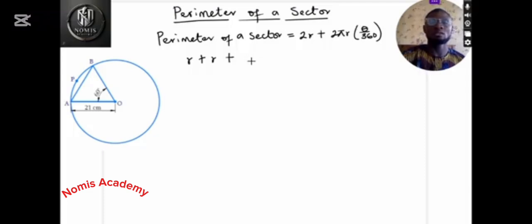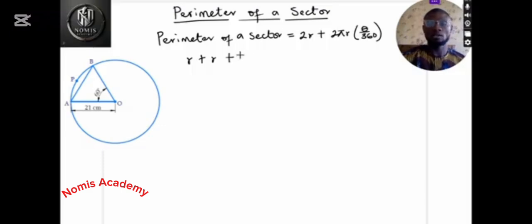Why is it theta all over 360? Remember that the sector didn't capture all parts of the circle, so it only captured a part in degrees of the circle. And what part did it cover? That is the angle subtended by the two radii. Are we getting it now? So that is how we need to add two radii, that is the length of the first radius and the second radius, plus perimeter of the circle.